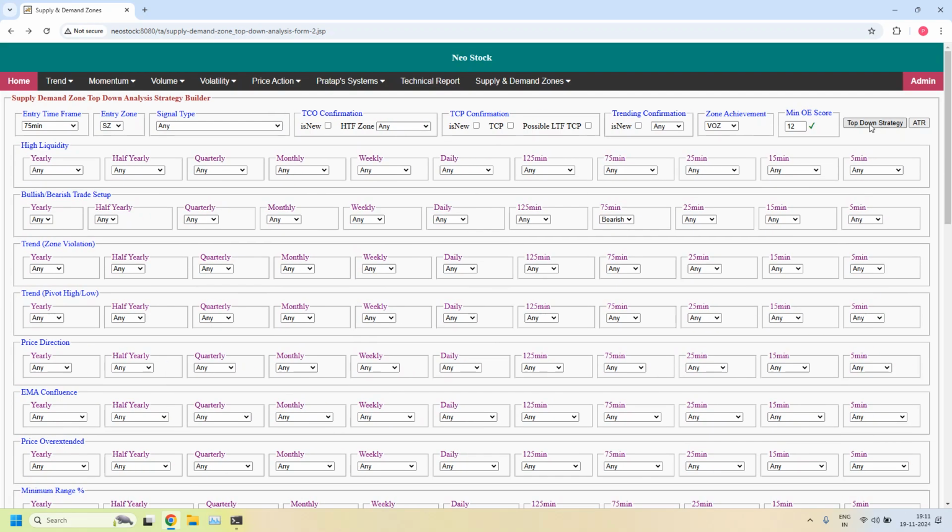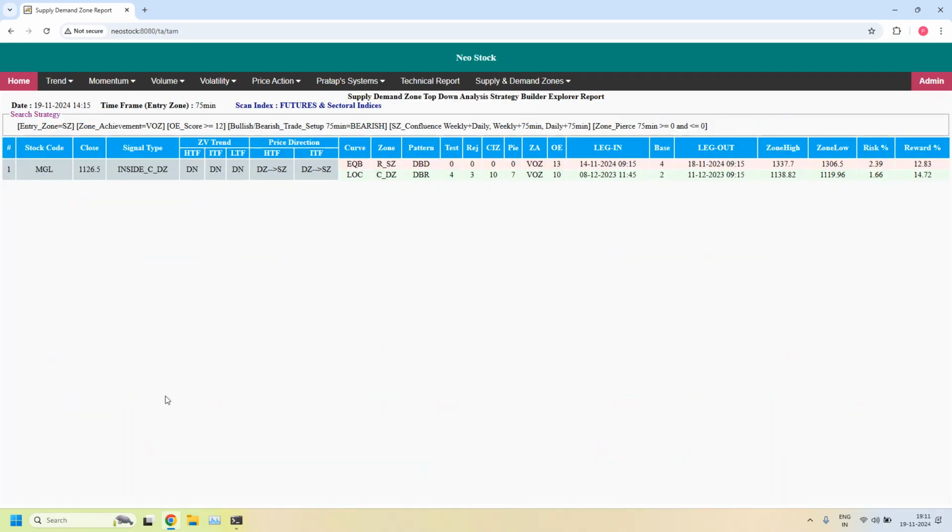With this we got LTF, ITF, HTF supply zone confluence. We got only 1 stock. In this stock, the 75 minute supply zone is part of the daily supply zone. Both together again part of the weekly supply zone.